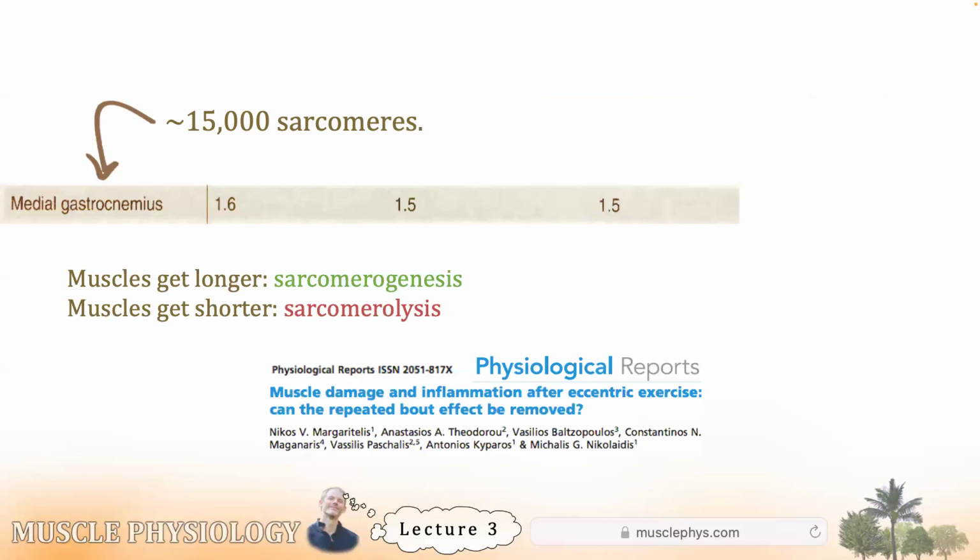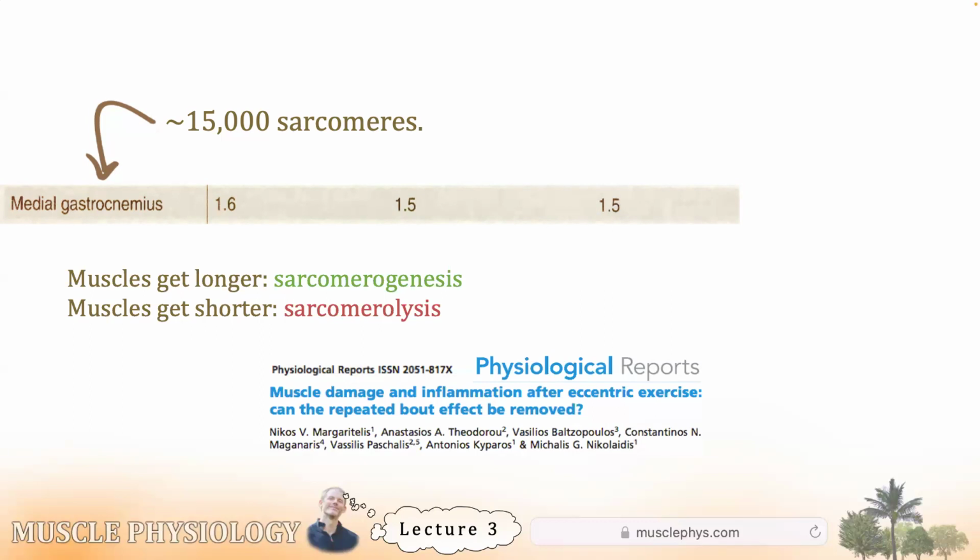They don't stretch the whole distance. Some terms that you'll need to know are sarcomerogenesis and sarcomerolysis. Genesis is the addition of sarcomeres in series. So if it used to be 15,000, now it's 15,050 or whatever. More sarcomeres are added. Sarcomerolysis is the deletion of sarcomeres in series. So if it used to be 15,000, now it's 14,900, or somewhere in there.